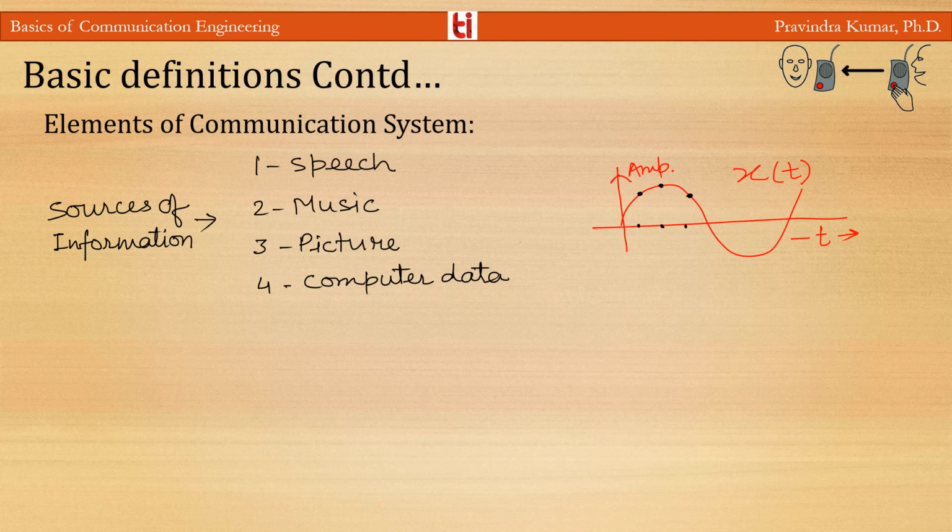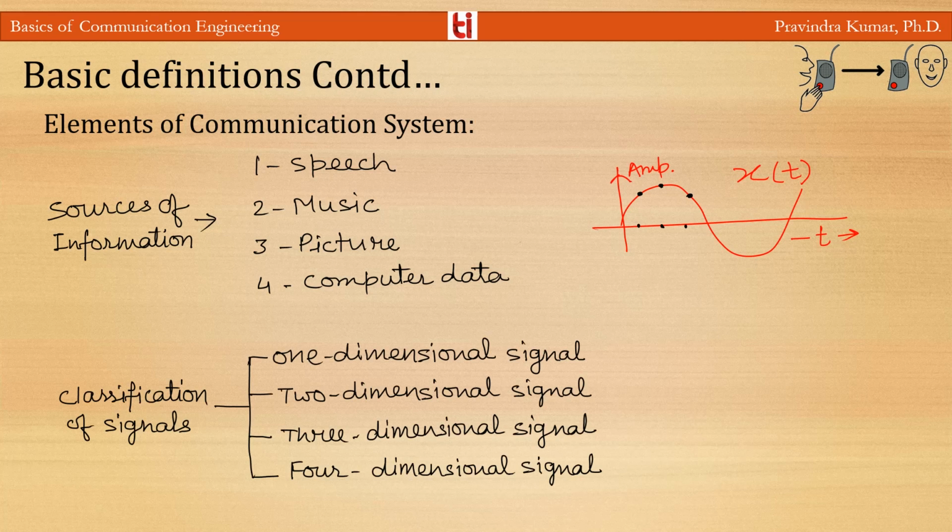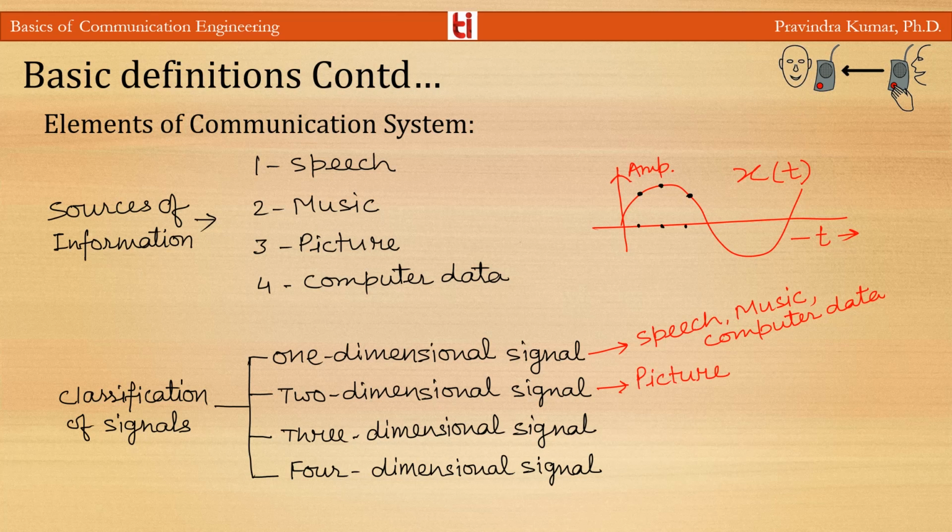And signals can be classified as one-dimensional, two-dimensional, three-dimensional, and four-dimensional signals. One-dimensional means speech, music, computer data. Two-dimensional, picture, and three-dimensional, video data, and four-dimensional, volume data over time. Let us discuss these sources one by one.